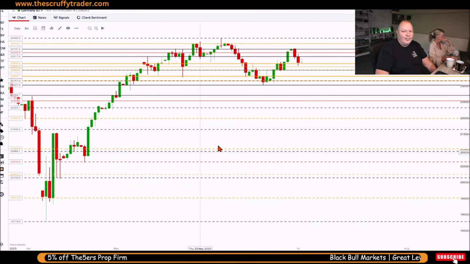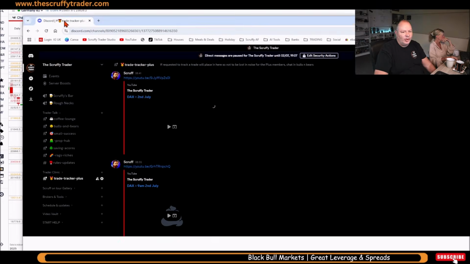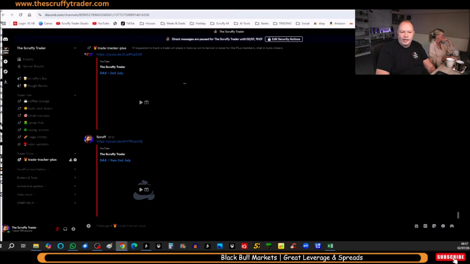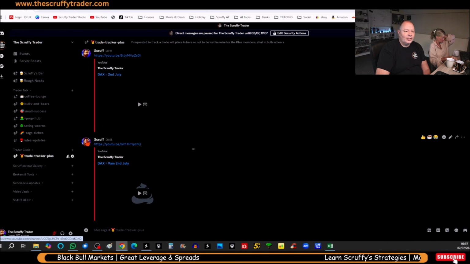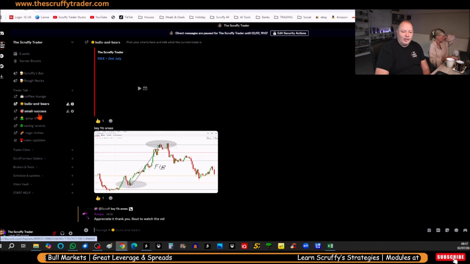Now, I've already marked this all out for the guys in the squad, because if you're part of the Plus group, I do what's called a trade tracker. The Tracker Plus is exactly what it says it is. I'll mark it up, show them where all the levels exactly are, and then I'll tell them how I'm going to trade it and score it all out, etc. And it always comes from what the guys are up to.